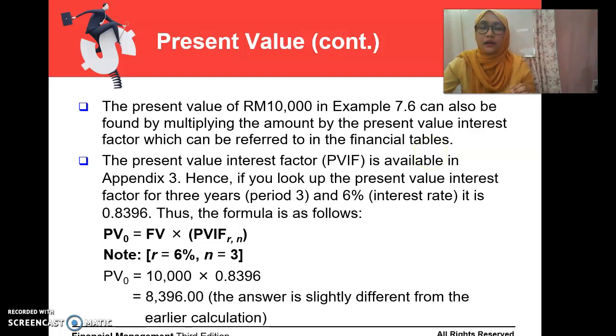You see the horizontal one and the vertical one. In your table in the Google Classroom, there is appendix 1, the future value table for the compound of 1 ringgit. The vertical axis refers to years, how many years, and the horizontal one refers to the interest rate, which is R. So based on the formula, you can refer to it.